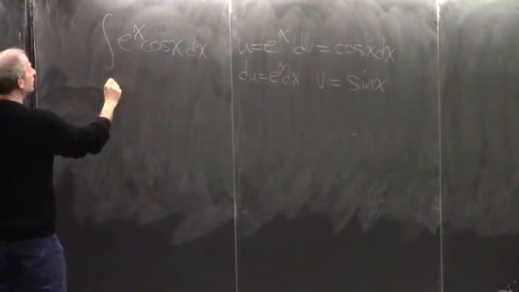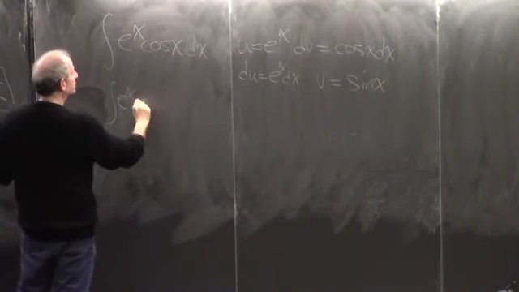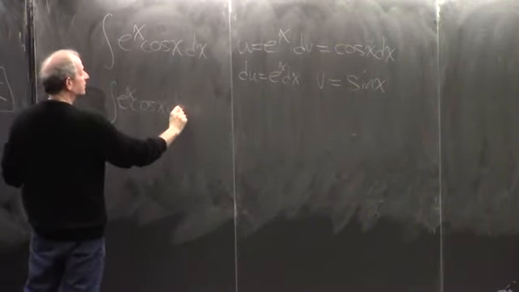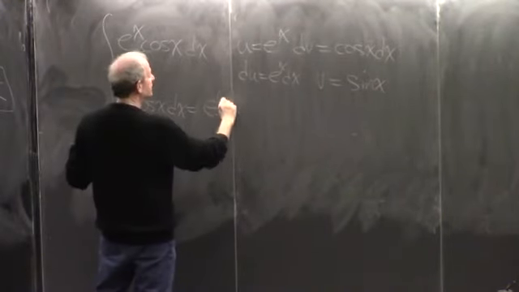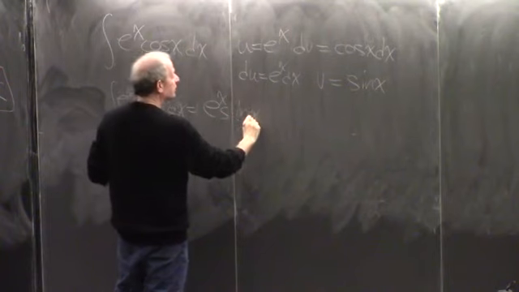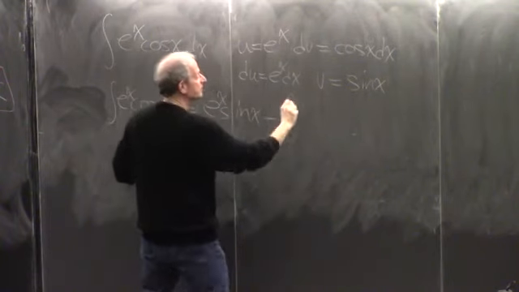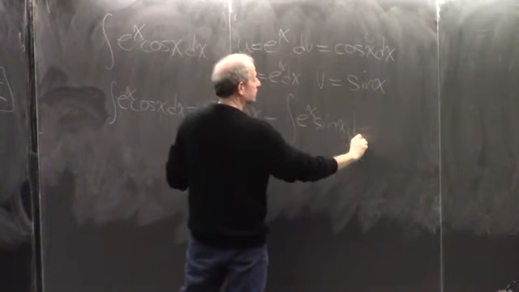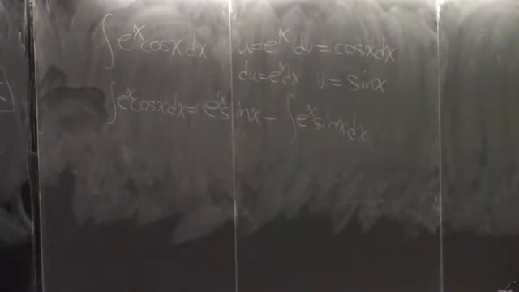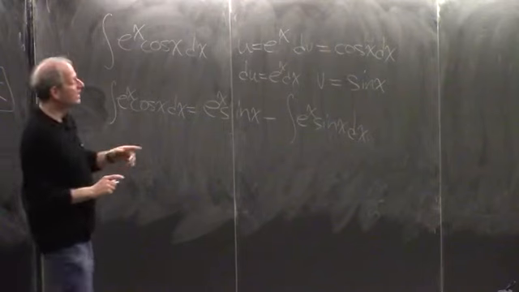So now, the integral of e to the x cosine x dx equals u times v, which is e to the x sine x, minus the integral of v du, which is e to the x sine x dx. I haven't really made my life easier, have I? I just turned e to the x cosine x into e to the x sine x. Doesn't seem to have done much. Nope. But hang in there. So I have to do this integral now.